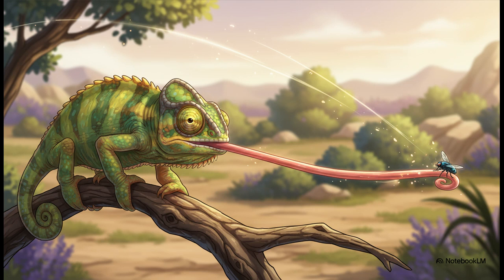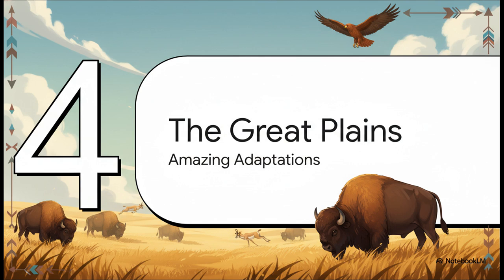Check this out, the chameleon. Its tongue can be twice the length of its entire body. It just shoots out in the blink of an eye to snatch insects. How cool is that? All right, let's switch gears completely. We're heading to a totally different kind of habitat now.